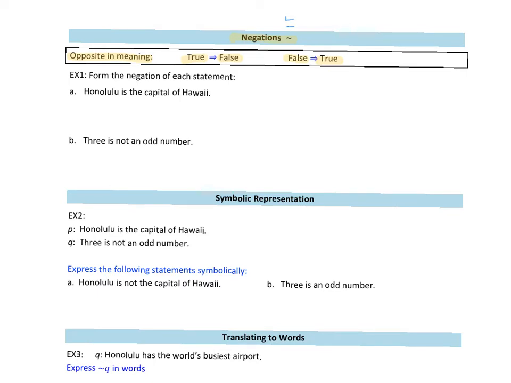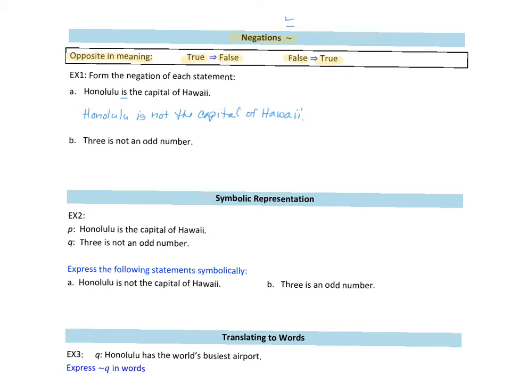So part A, Honolulu is the capital of Hawaii. I want to negate it, so I simply replace is with is not to get Honolulu is not the capital of Hawaii. So notice Honolulu is the capital of Hawaii. That statement was true. When I negated it, it became false.